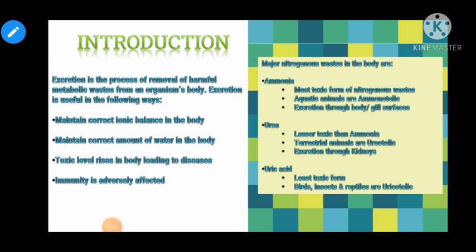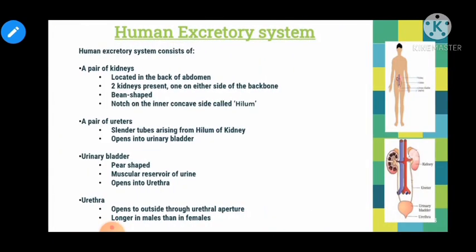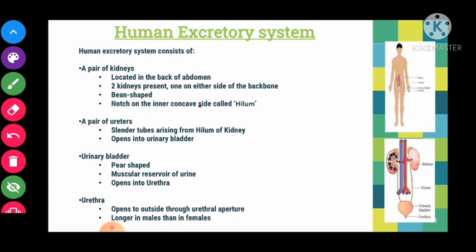Right? Now children, let us talk about the human excretory system. In humans, the excretory system consists of a pair of kidneys, a pair of ureters, the urinary bladder and the urethra. So these are the different organs of the human excretory system.